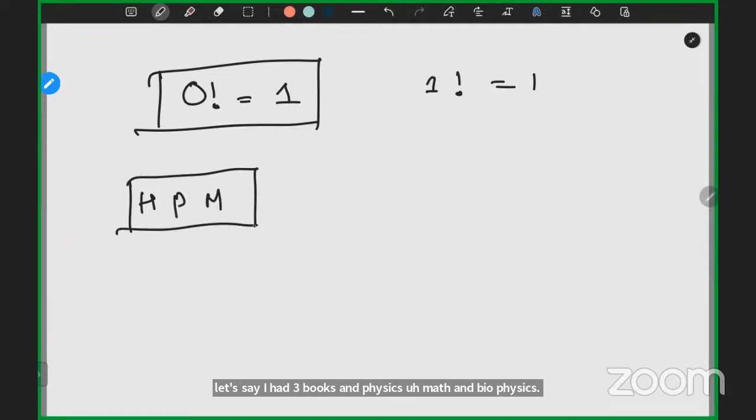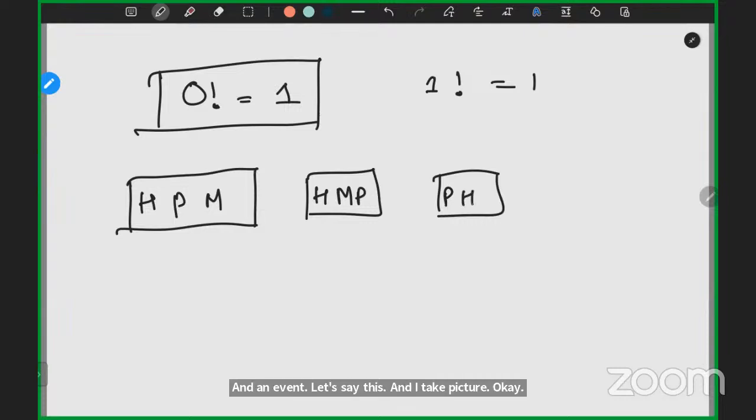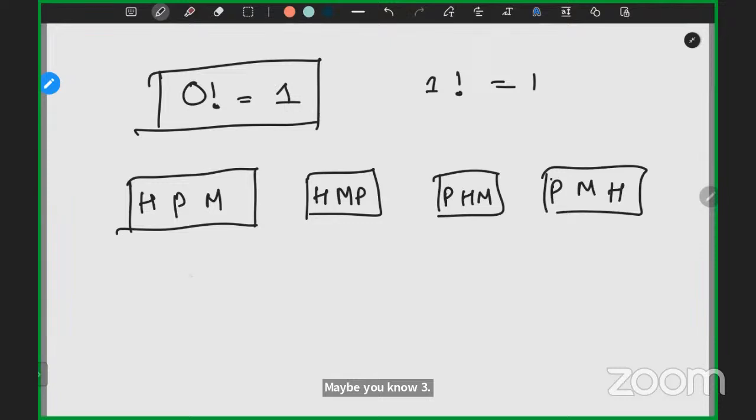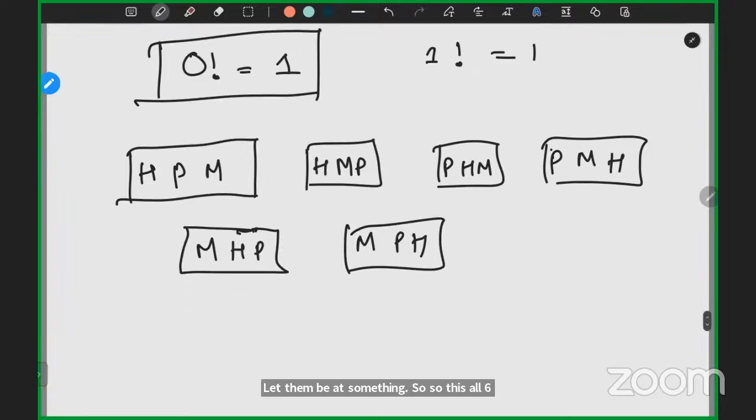So how I see arrangement is, I take a picture of it. Let's say this arrangement I made, and I take a picture. Then I make another arrangement, and I take a picture. Likewise, I have maybe three images. Then let's say M is there, MHP, then MPH, something. So I have six arrangements. I take individual pictures: picture one, picture two, picture three, picture four, picture five, picture six. So I can take such pictures.